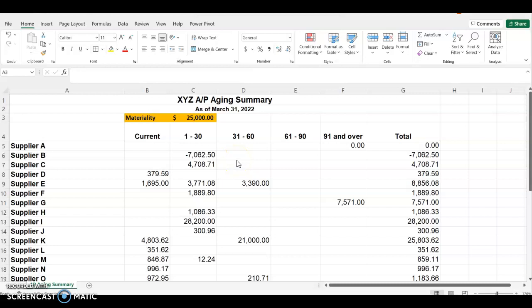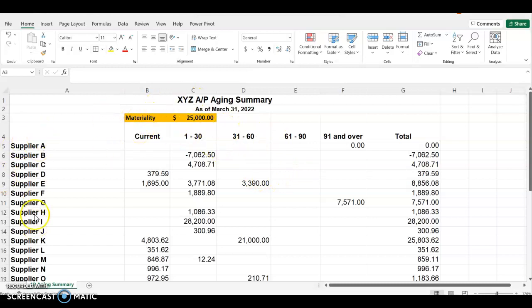Hello, today I'm going to talk about how to scan through an accounts payable listing. We normally scan through accounts payable listing when we are auditing accounts payable. So, for example, this is an accounts payable listing.